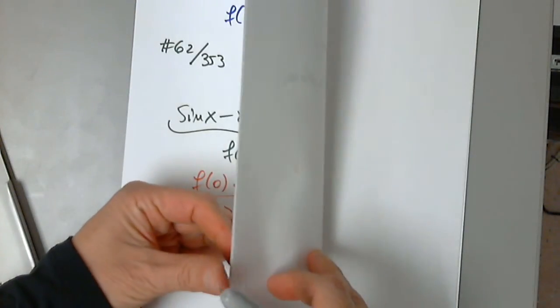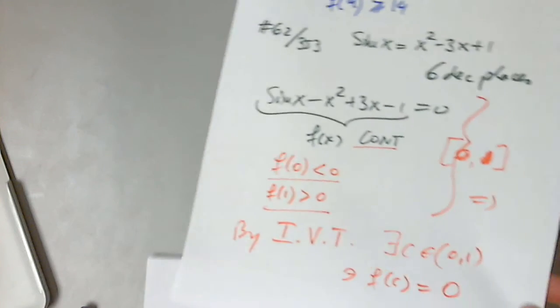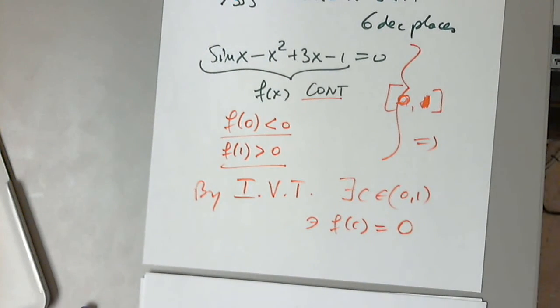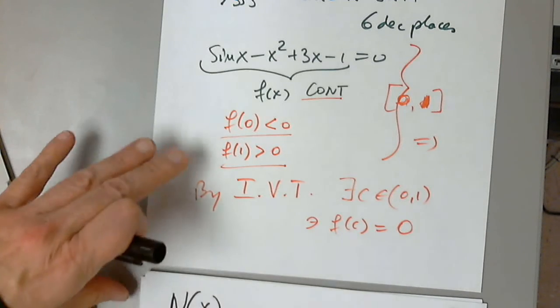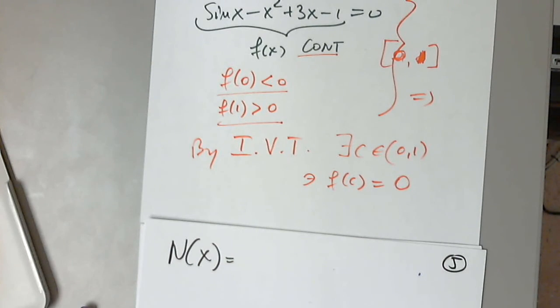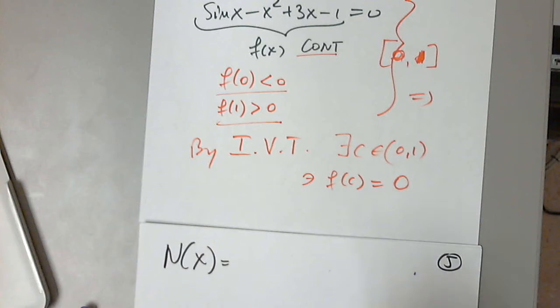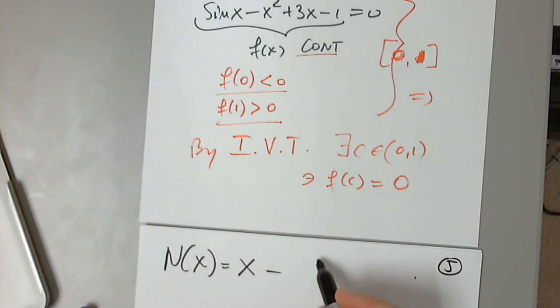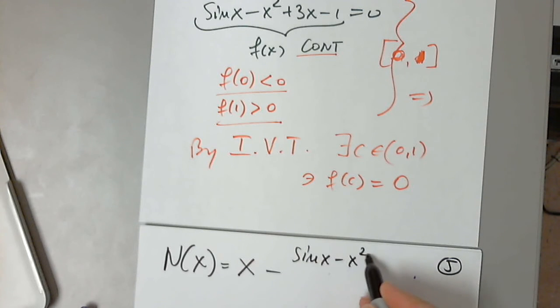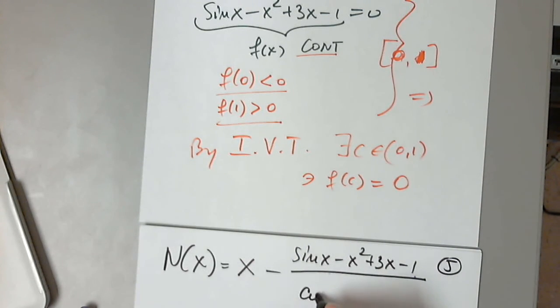Okay, so then now I create Newton's method, or the function. Do not delete what you have in y equals. I like to call it n of x. You don't have to call it anything if you don't want to. So I call it n of x, Newton of x: x minus the function at the top, sine x minus x squared plus 3x minus 1, and the derivative in the denominator, cosine x minus 2x plus 3.